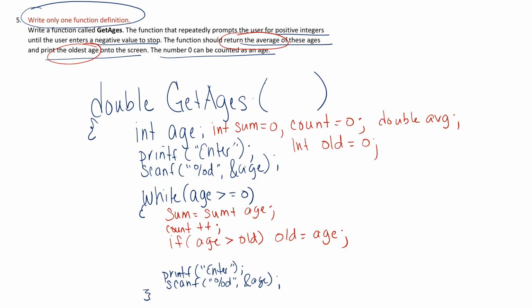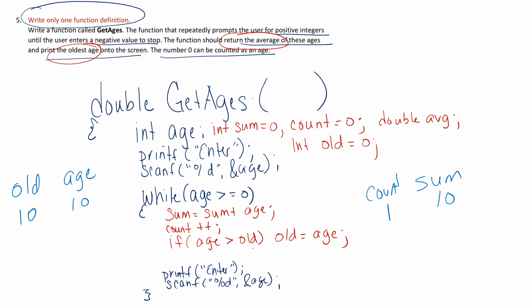So each time I get an age, you can check it out like this. I have old is 0 and age I haven't entered. So the user enters an age, say they enter a 10. I test, is 10 greater than or equal to 0? Yes, it is. We can also do my sum over here. So sum started out at 0. Now sum is going to be 10 and count is going to be 1. And now I'm going to check is 10 greater than 0? Yes, it is. So now this is going to change to a 10. Now I get a new age.